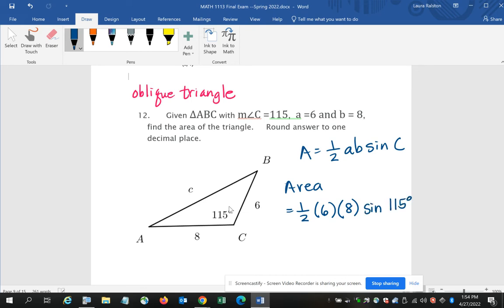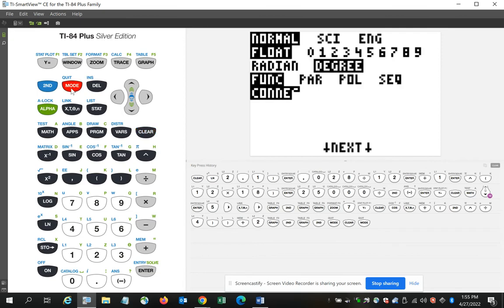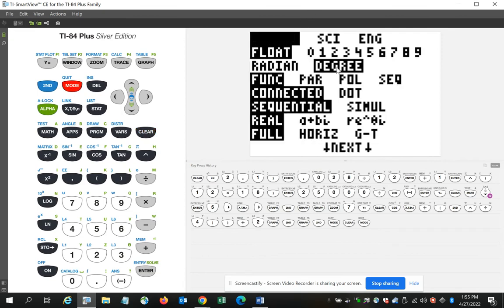which is 115 degrees. So if I do this, half of 6 is 3. 3 times 8 is 24. So I have 24 times the sine of 115 degrees. And it wants one decimal place. Now, when I go out to use my calculator, guys, you have to be careful and make sure that your calculator is in degree mode. So I press the button that says mode, and I can see that the word degree is highlighted.